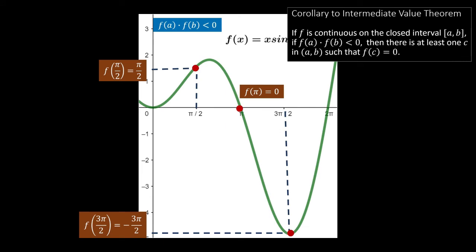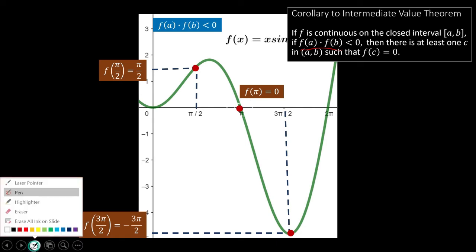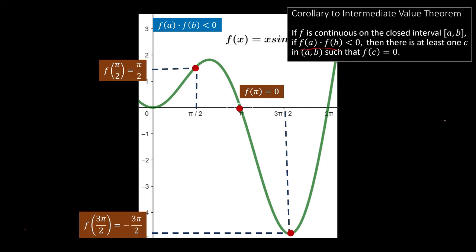If we have a continuous function in the closed interval [a, b], and if f of a times f of b is negative, that's what it means, then the graph from a to b is sure to intersect the horizontal axis. It is sure to give you a value of c so that f of c is equal to 0. That is your x-intercept. The theorem is telling you there is at least one c, so that implies there could be more than one.